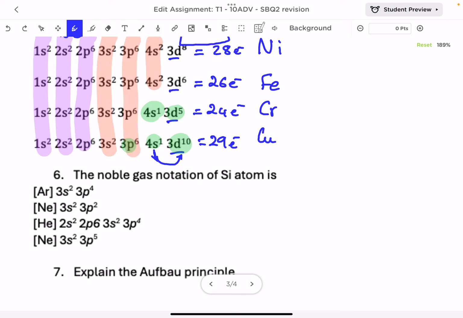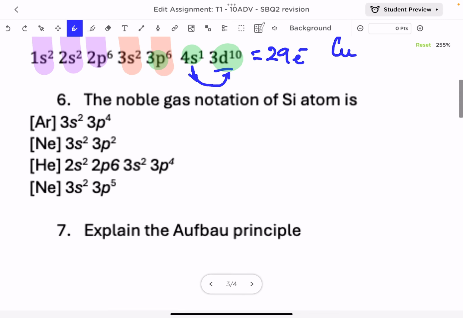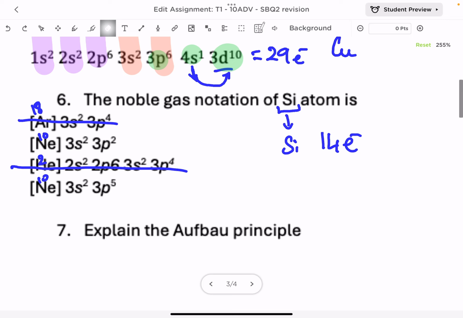Now, noble gas notation of silicon. Silicon has 14 electrons. I can double check that in the periodic table. Now, which noble gas suits silicon? Argon has 18 electrons, neon 10, helium 2. So argon is very far, and it is more than the 14 electrons that we have. So these two options are not correct.